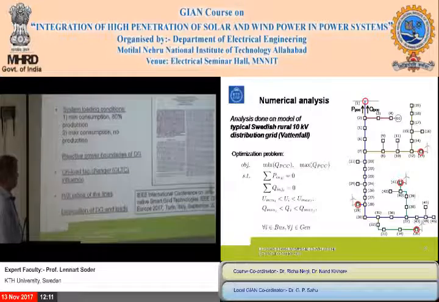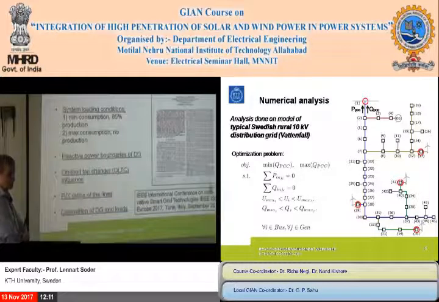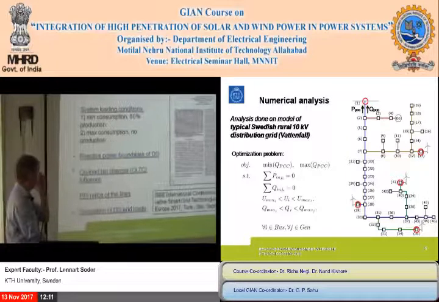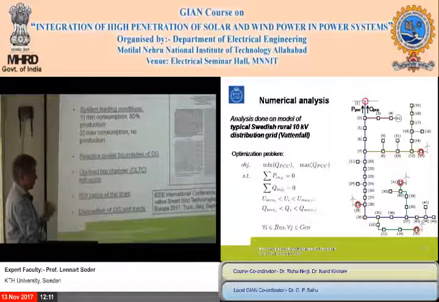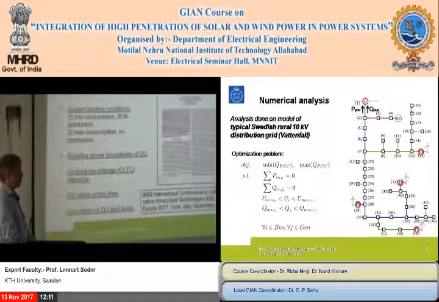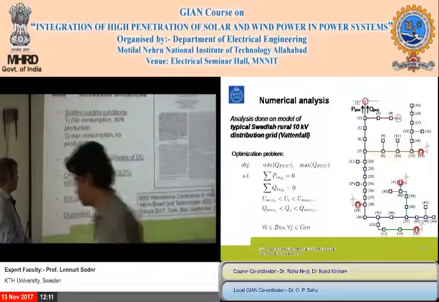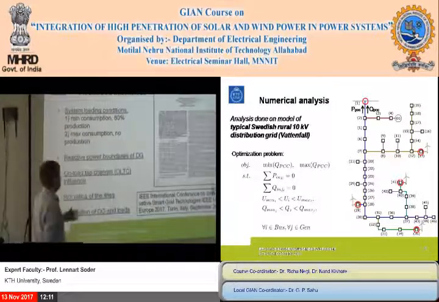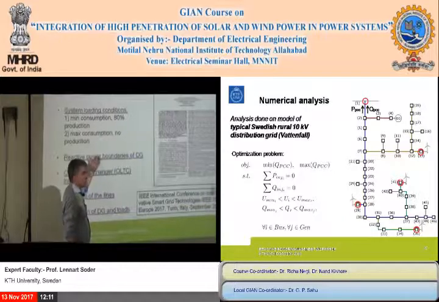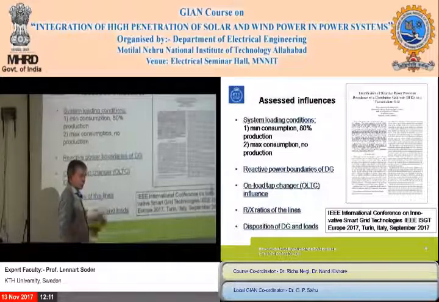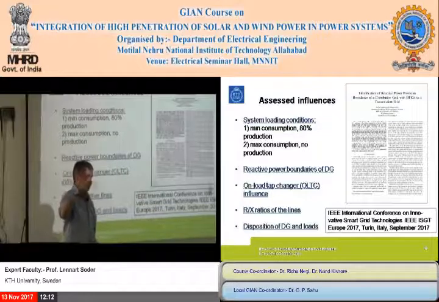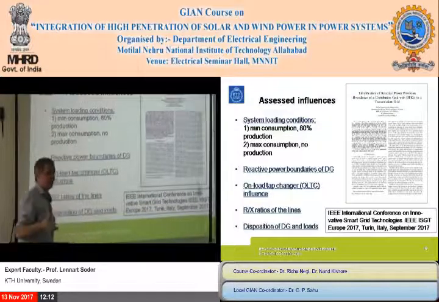So the question was, we have studied minimum consumption and then also maximum consumption, no production, which are, let's say, the extreme cases. But then, as I said, we are assuming that we could use the reactive support also during low wind situations. And then the question was that we are, of course, having reactive boundaries of the distributed generation because you have some kind of reactive possibilities. This is also one fundamental issue.